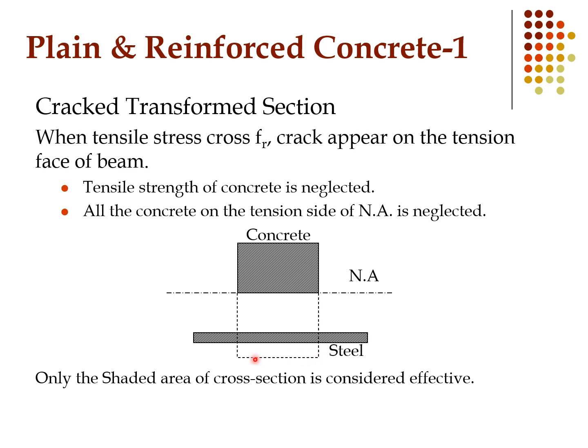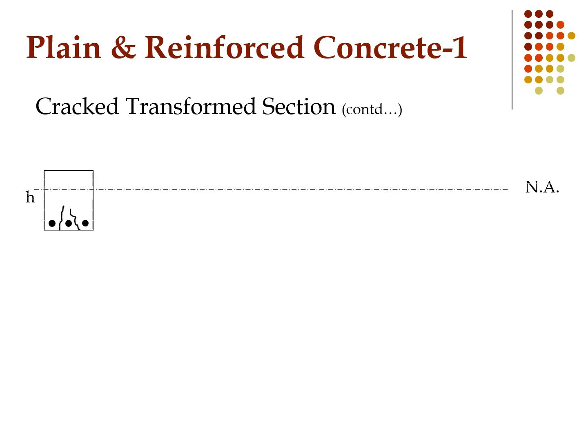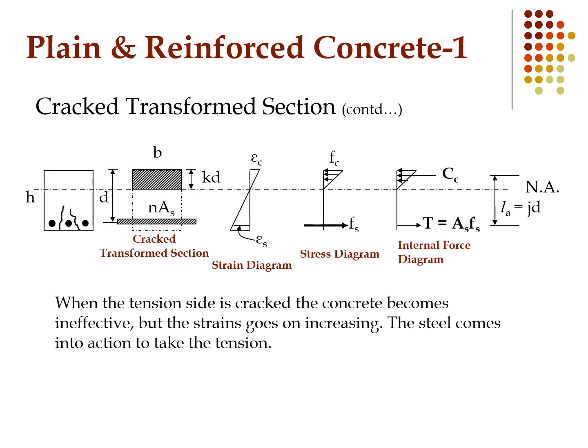So when a crack appears on the tension side, the concrete below the neutral axis can be ignored. All the concrete on the tension side needs to be ignored. So for the cracked transform section, only this shaded portion will be considered. Now in the cracked transform section, you can see that we have a crack. Now the bottom concrete we do not have.